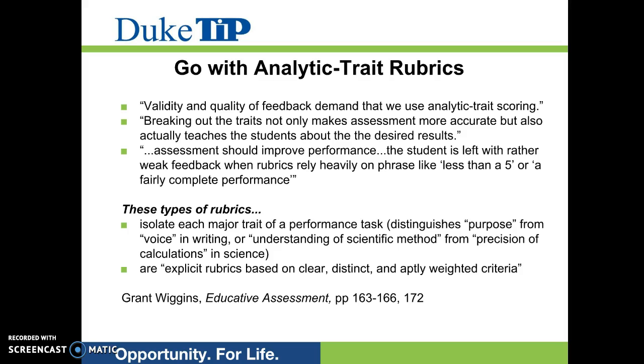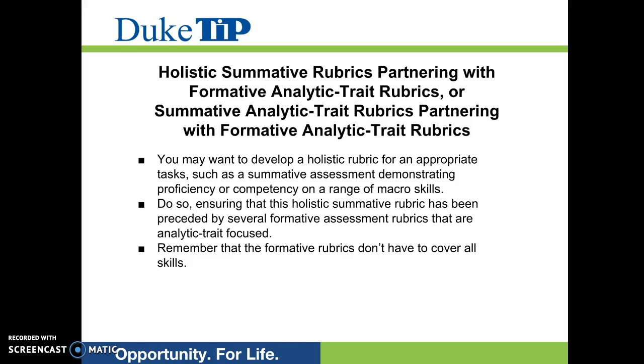So analytic trait rubrics isolate each major trait of a performance task. For example, in a writing your essay rubric, there would be a criterion devoted to purpose and another one devoted to voice. And then how about in a science lab report rubric where an understanding of scientific method would be one criterion, and then there would be a precision and calculations criterion, so they're not all merged together in one sort of messy, holistic bunch. And obviously, this is more explicit; clear, distinct, aptly weighted criteria inform those analytic trait rubrics.